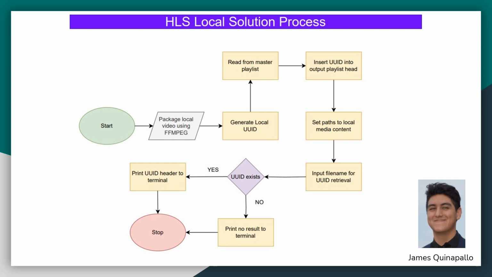Next, we can test our validation by inputting a file name. For the file we put in, we can check if the UUID exists. If it does, it will appear, and if it does not, then it will produce no result in the terminal.